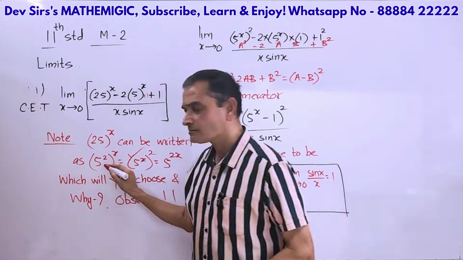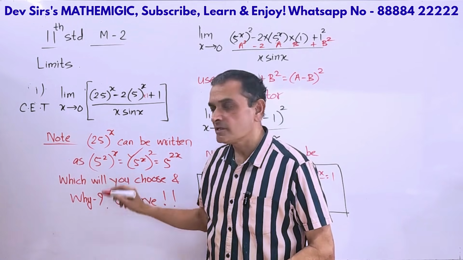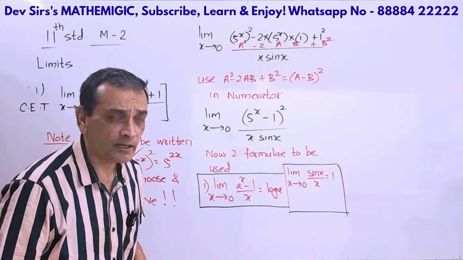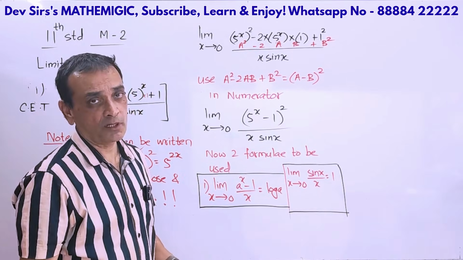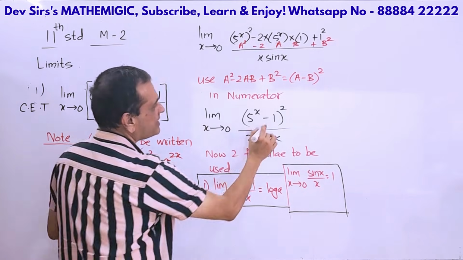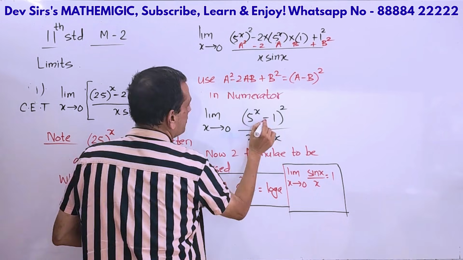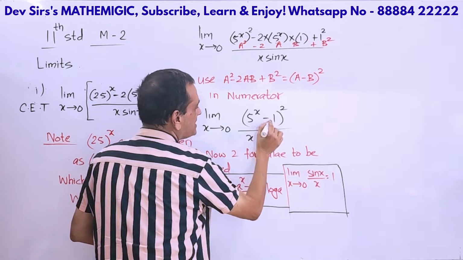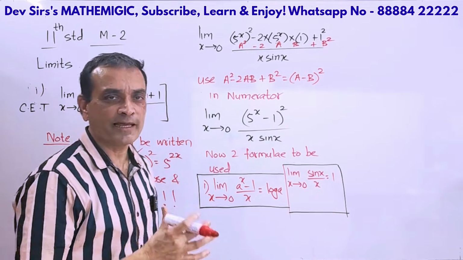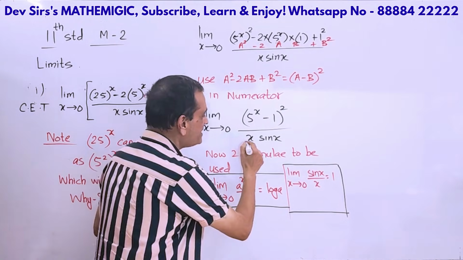If I select the other form, it is not wrong mathematically. But then how can I write a squared for this? It is raised to x. Clear? These are small things which I always love to explain, and you should also remember. So a squared minus 2ab plus b squared, a minus b bracket squared. Just now I said what is your a? 5 raised to x. What is your b? 1. So a minus b, 5 raised to x minus 1 bracket squared. A simple thing, simple bracket. Denominator remains as it is.